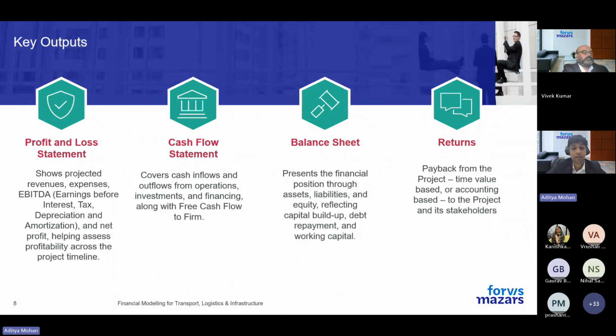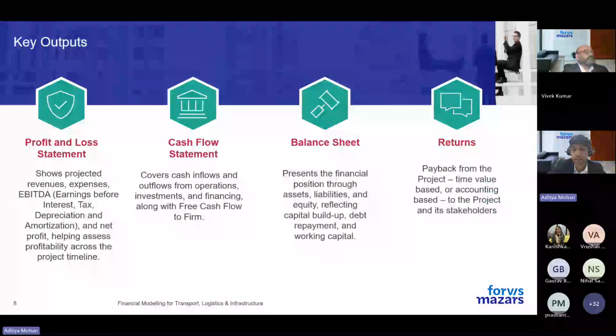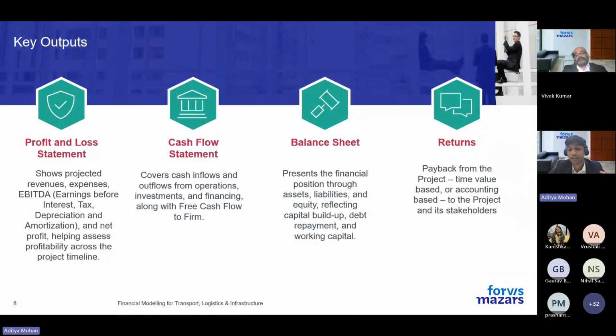The next statement is the cash flow statement. So this captures the actual inflow and outflow of cash. This includes operating cash flows, investment outflows, and financing activities. Now, this is especially important for evaluating the liquidity and free cash flow to the firm. Now, balance sheet, this shows the financial position of the project at the end of the period. Now, this includes listing down assets, liabilities, and equities. It helps ensure that the capital is accounted for and funding matches asset buildup.